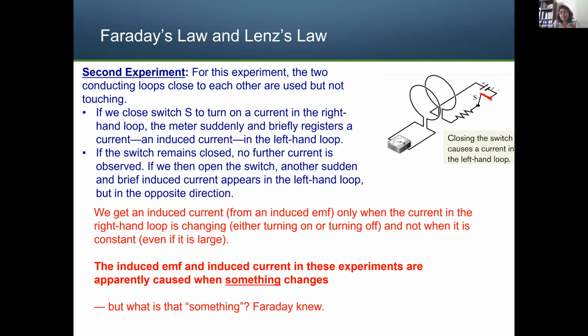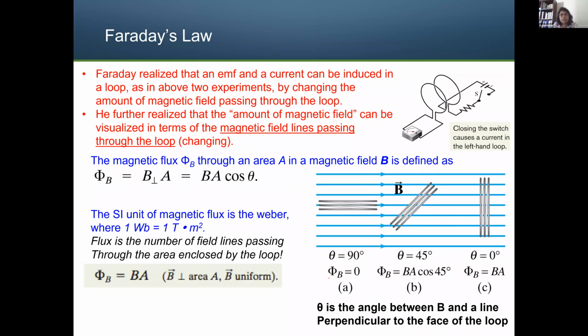So then what he realized is, it has nothing to do with relative motion, but there is something changing. The same thing is happening in the second experiment as in the first experiment, but with no relative motion, right? So that something changing, Faraday discussed, is related to the magnetic flux that we discussed in the earlier section, magnetic flux.